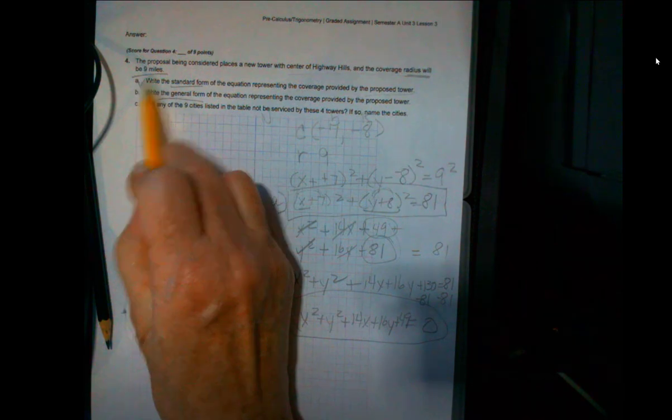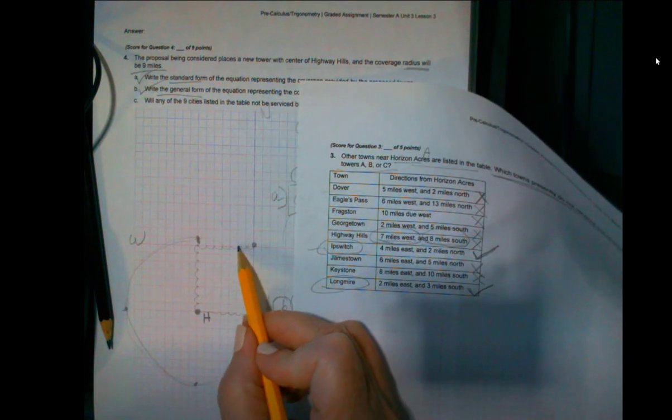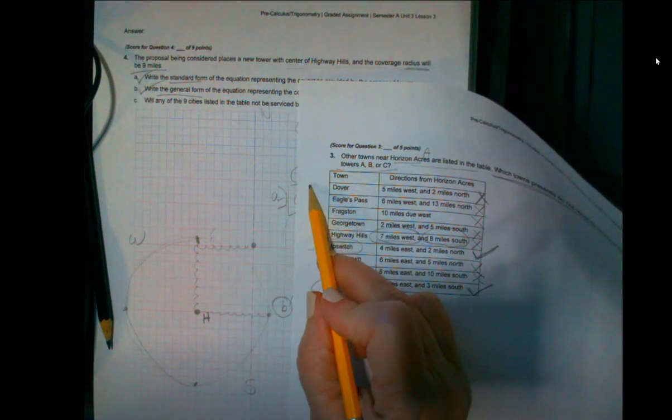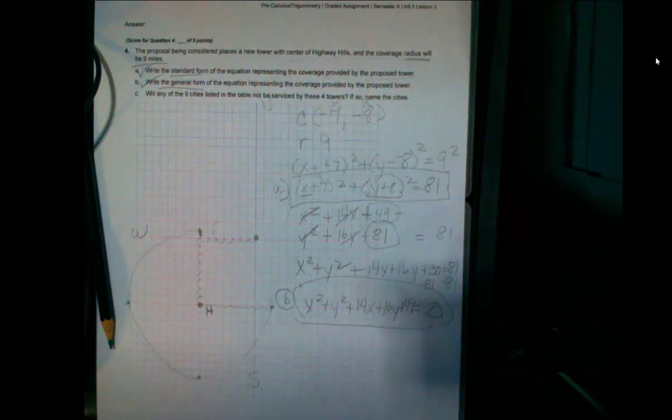I can check to make sure I answered it. Now, will any of the 9 cities listed in the table not be serviced by these 4 towers? So I'm going to go back and check. 5 miles west and 2 miles north. So I start here, 1, 2, 3, 4, 5, 1, 2. This one is not covered. 6 miles west and 13 miles north. So all of these, and then I circle them and list all the ones that are outside of this circle that you just graphed.